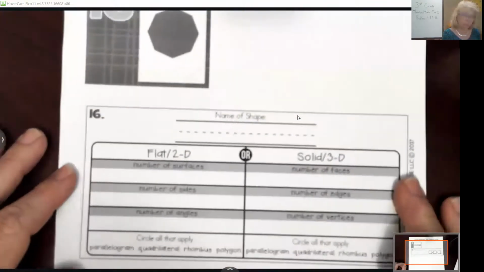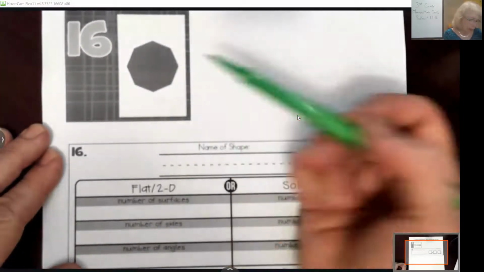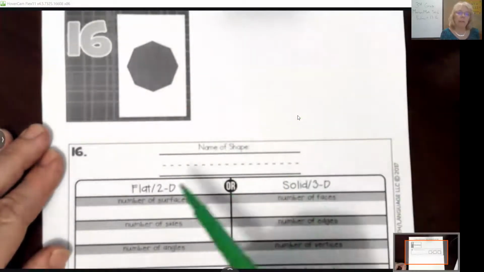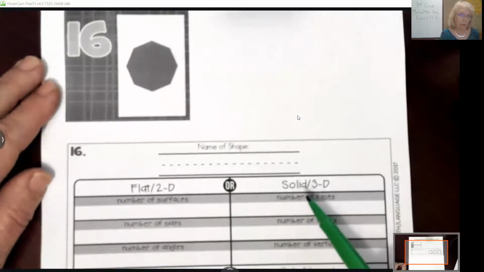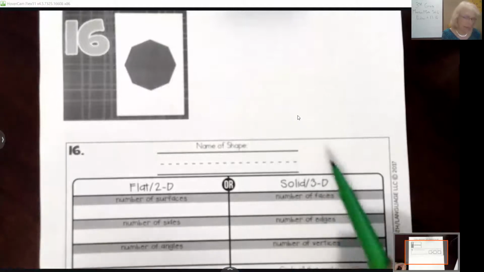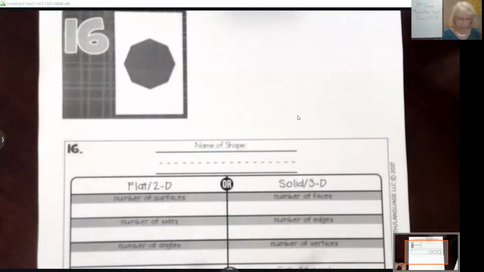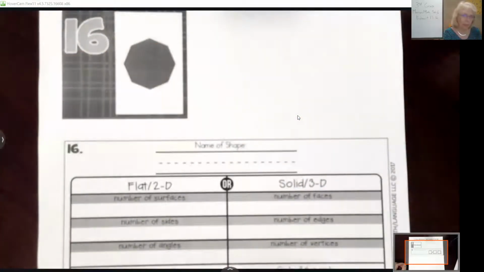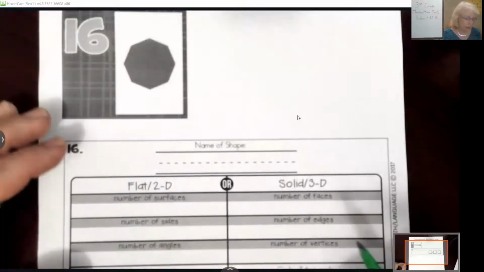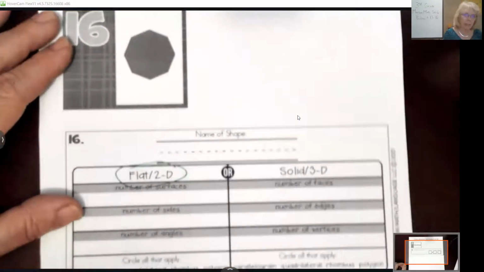Okay, here we go. Last one. Okay, they give us a shape, and they want the name of the shape, and we have to decide, is it a flat 2D shape or a solid 3D shape? Well, remember when we did the cone, something that has 3 dimensions is an object that sits above the paper in reality, and a 2D object, 2-dimension, means it's flat. It lays on a flat plane like a piece of paper. So this is flat, okay?